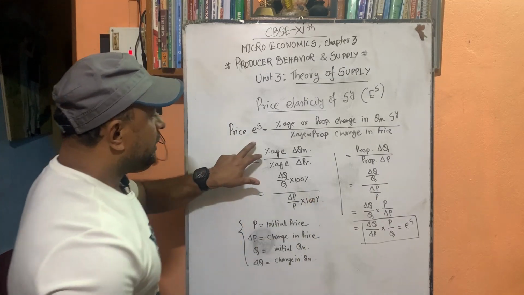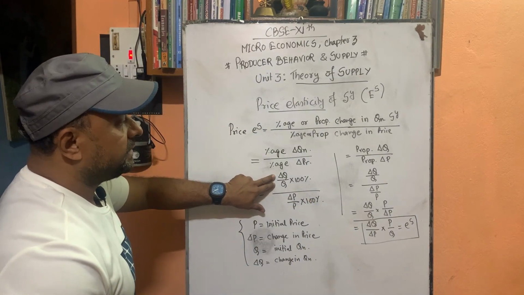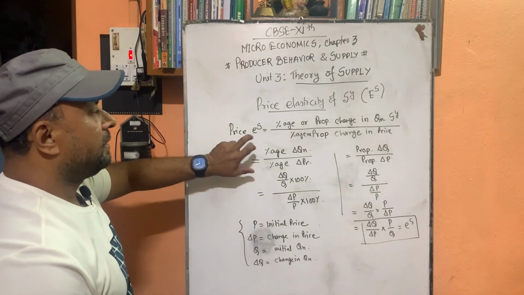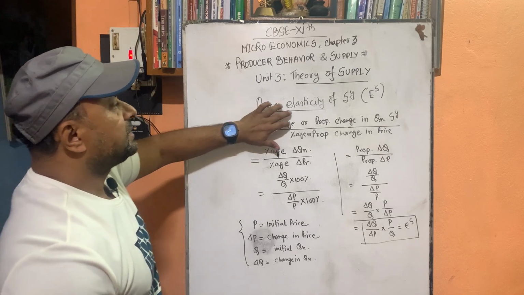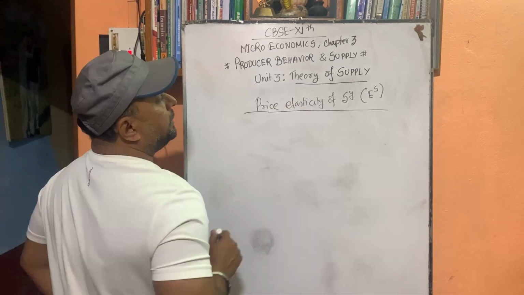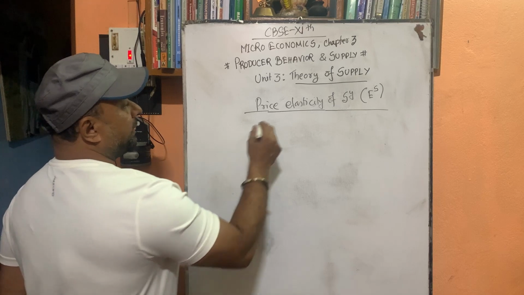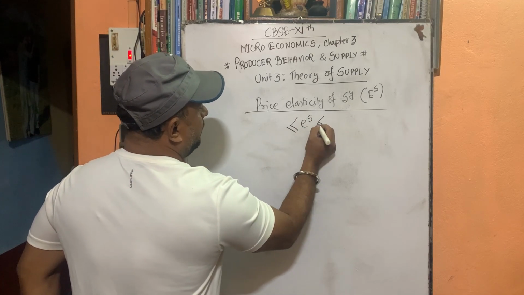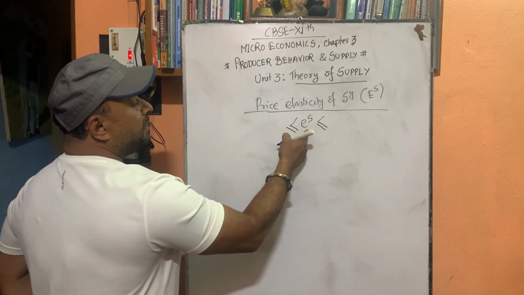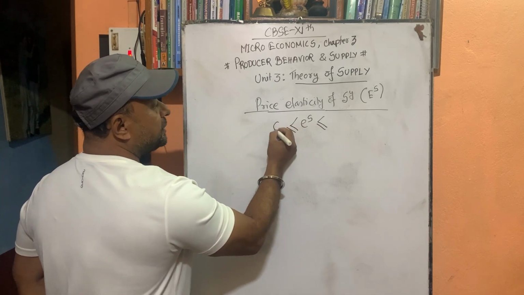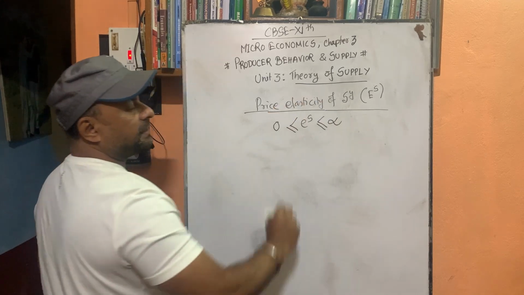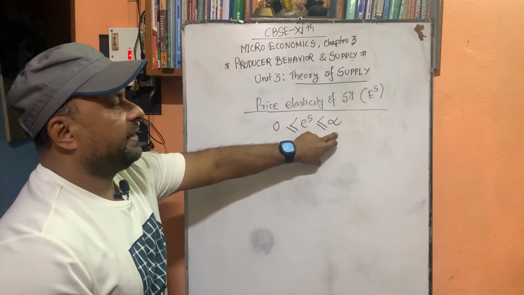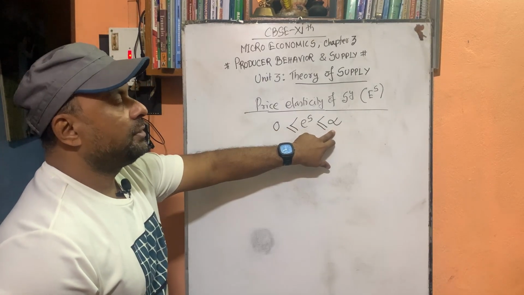In the percentage method, we have to separately find the percentage change in the quantity and the percentage change in the price, and take the ratio of it. We will get the price elasticity of supply. So this is our price elasticity of supply. Now, the range of price elasticity of supply. Range means from where it starts. The minimum point of price elasticity of supply is 0 and the maximum is infinite. The price elasticity of supply lies between 0 and infinite.